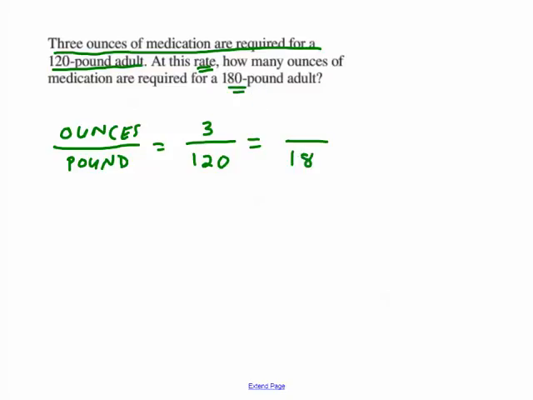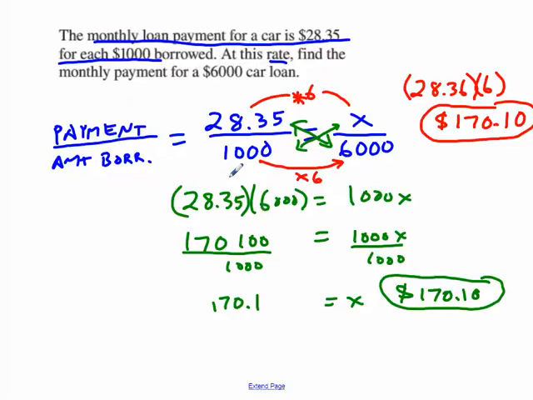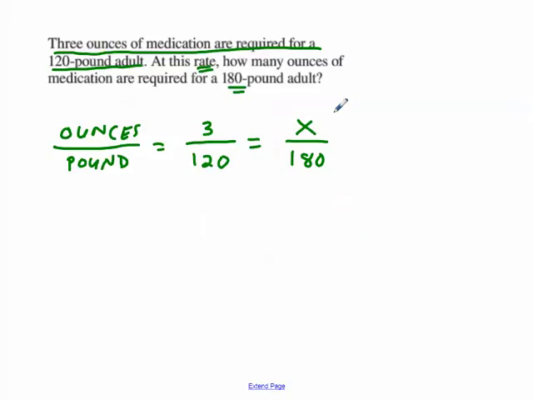180 pounds goes down here, and we want to know how many ounces of medication are required for a 180-pound adult. In my previous example, I said maybe we could just take this one. If this one can be easily multiplied to get to that one, multiply by 6, then multiply the numerator by 6 as well. Down here, it doesn't really jump out at you, so we're going to cross-multiply. We can always cross-multiply if we've got one ratio or fraction equal to another ratio or fraction.